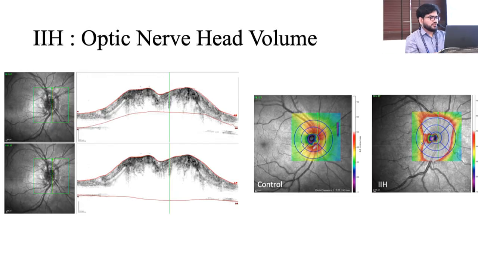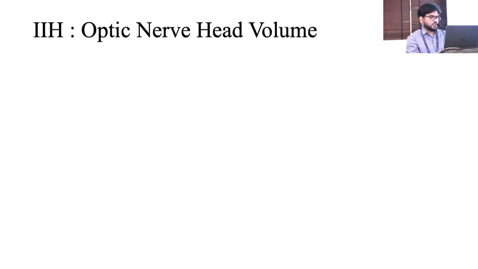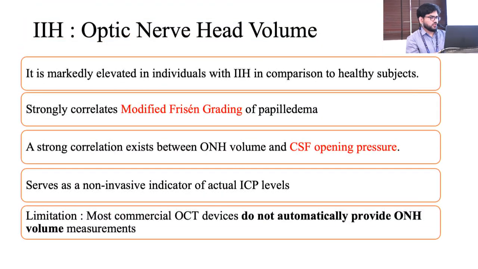So next is the optic nerve head volume, which is given in the Zeiss machine. You get the automatic values, whereas in Heidelberg you need to manually measure the optic nerve head volume. So how does it help? Optic nerve head volume is markedly elevated in individuals with idiopathic intracranial hypertension in comparison to healthy subjects. It strongly correlates with the modified Frisén grading, better than even peripapillary RNFL thickness, and there is a strong correlation between the optic nerve head volume and the CSF opening pressure. It can serve as a non-invasive indicator of actual intracranial pressure levels as well.